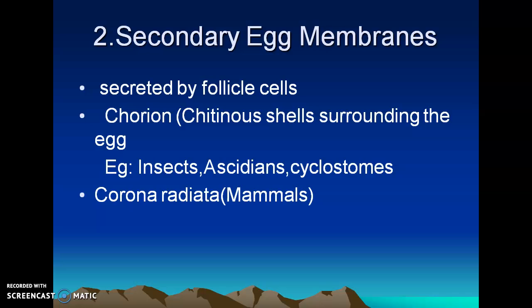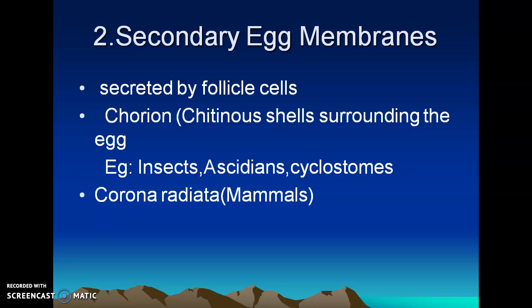Then we need to discuss another egg membrane, called the secondary egg membrane. Secondary egg membranes are generally secreted by the follicle cells, and here they are generally known as chorion. That is the chitinous shell which surrounds the egg. For example, in insects, crustaceans, and cyclostomes, the chorion is actually the chitinous shell which is secreted by the follicle cells.